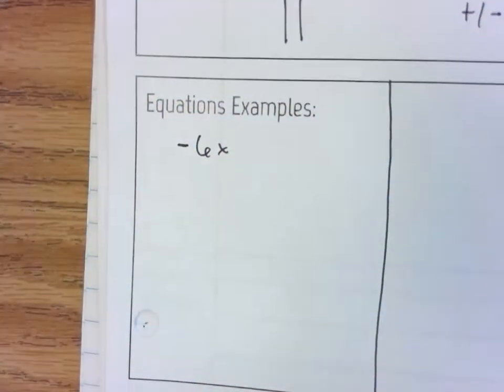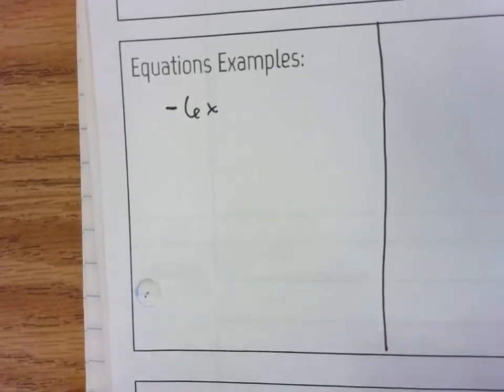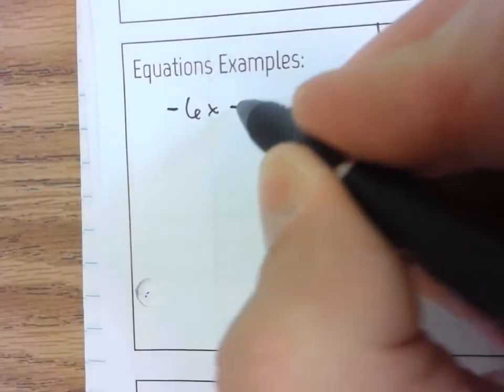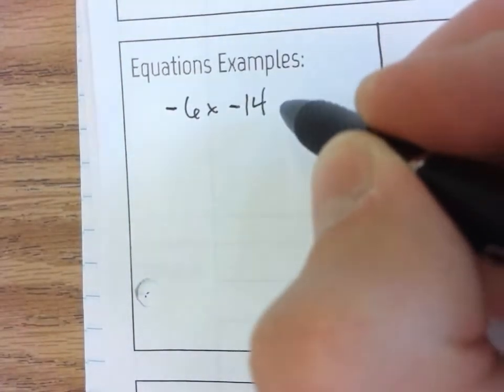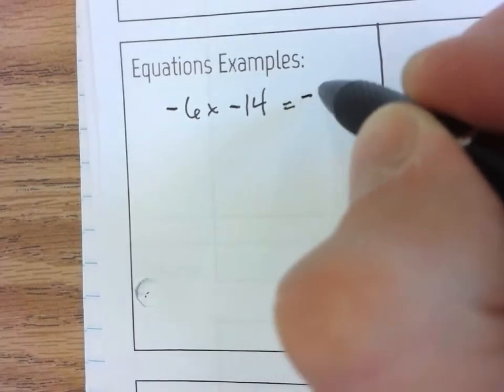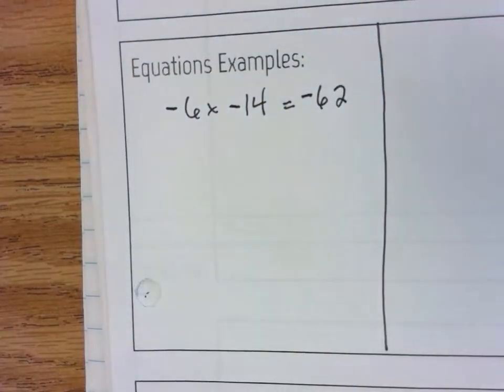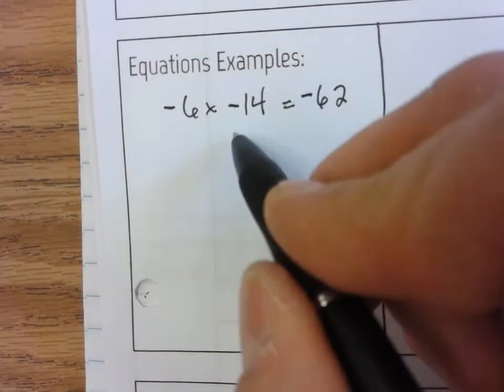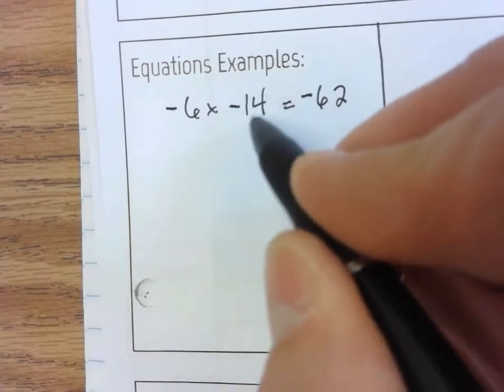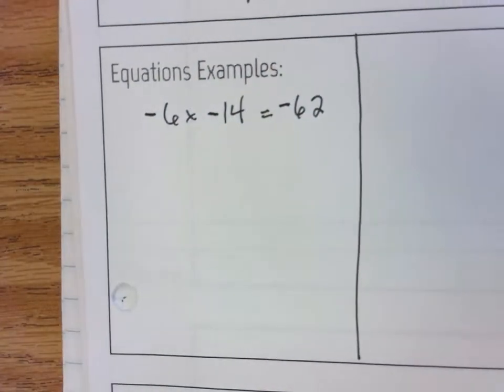Let's say we've got negative 6x minus 14 equals negative 62. Okay? So, let's say we, of course, are going to have to cancel out the constant first, which would be the negative 14 right there.